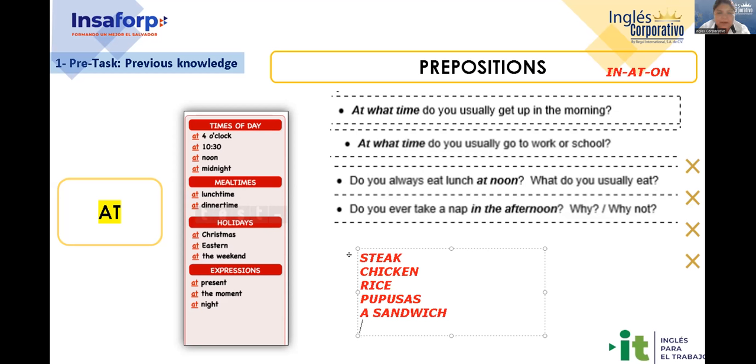Let's see, Mario, tell us. Tell us a little bit about your diet. So what do you usually eat? You answer. Usted me contesta. What do you usually eat at noon? Chicken. Okay, chicken and rice and a Jamaican and horchata or a Coca-Cola, probably.